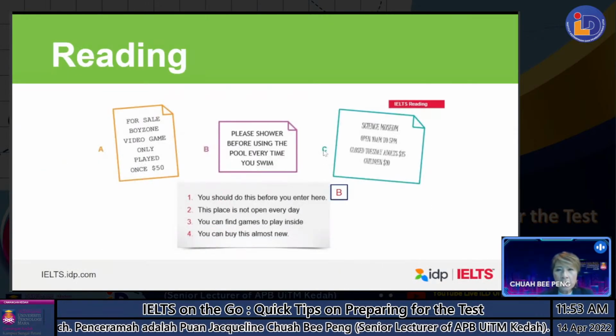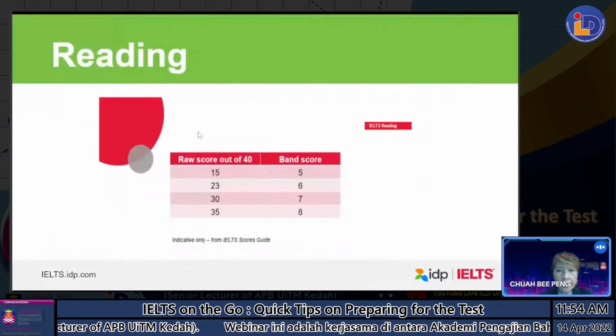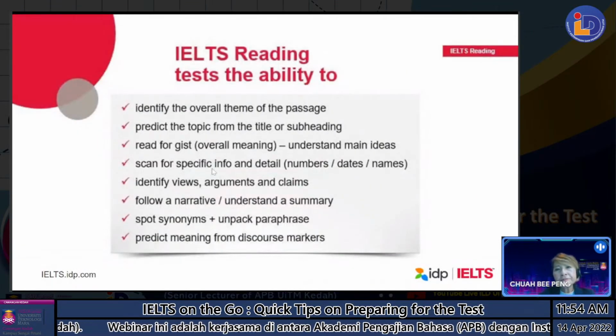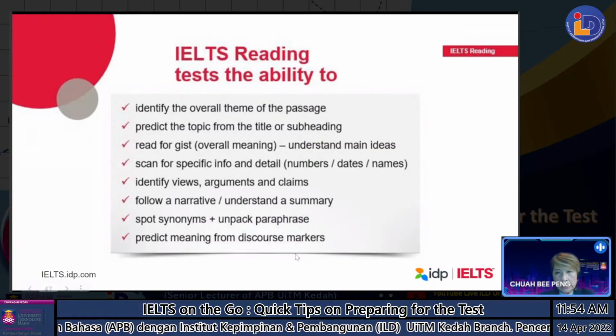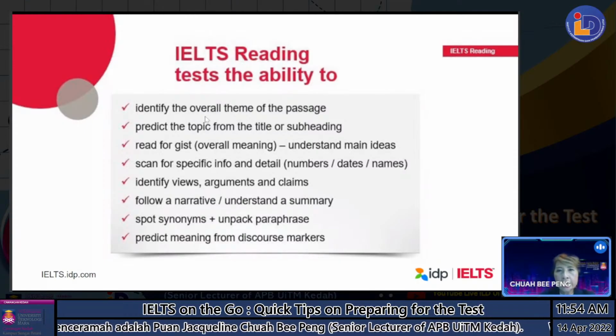And for reading, I'm going to skip how to read and all this because I don't think I have time for that. This is what you need to understand, the nature of the reading module of IELTS. It actually tests you on your overall understanding of the theme of the passage, what it is about. And then you need to sometimes predict the topic from the title or subheading.